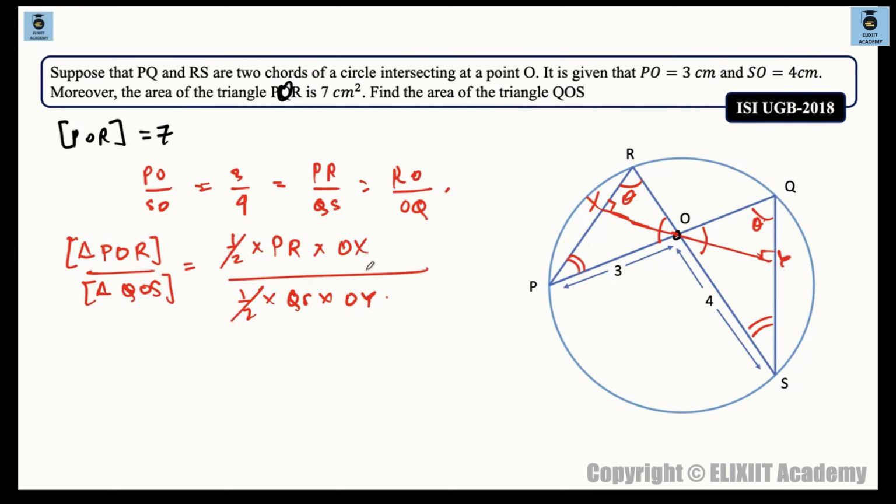अच्छा, PR by QS is given when we have found out which is 3 by 4. तो ये बच जाएगा 3 by 4 times of OX by OY. ठीक है. अच्छा, ये जो OX by OY है, आपको ये चीज देखना चाहिए कि these two triangles are also similar triangles, मतलब triangle POX and OSY, these two triangles are similar triangles.